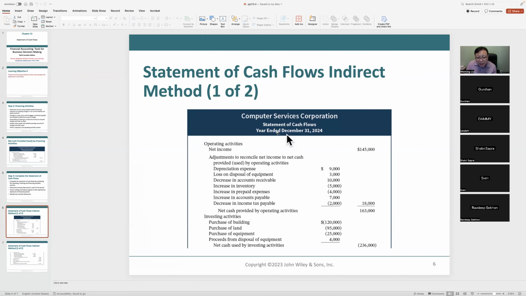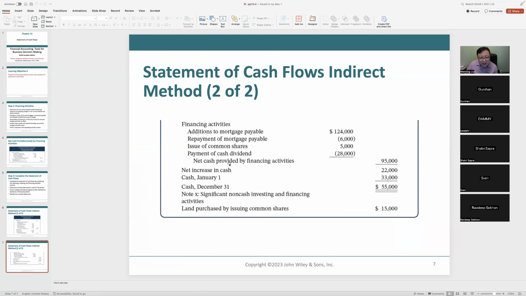So when you're combining all of them together, net cash provided by operating activities is 163,000. Net cash used by investing activities, 236,000. And net cash provided by the financing activities, 95,000. In total, I have a net increase in cash, 22,000.